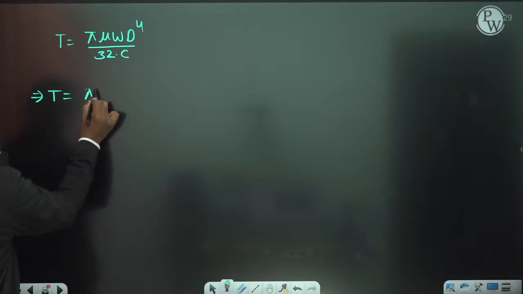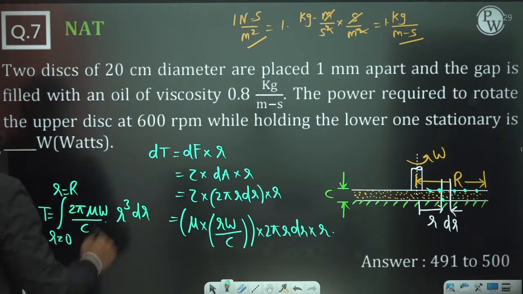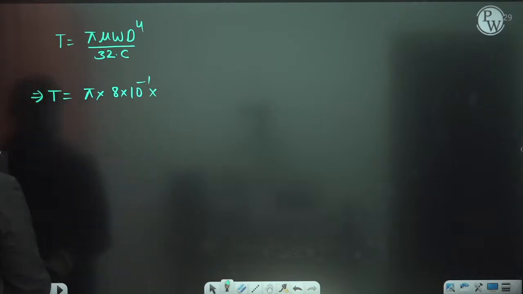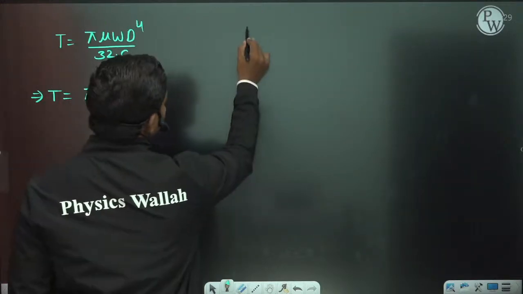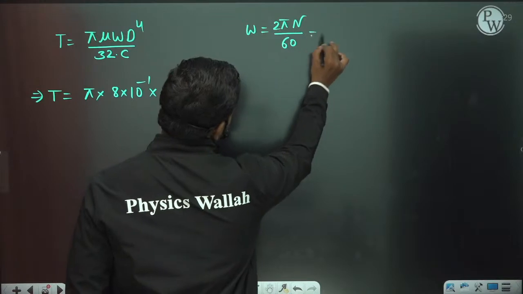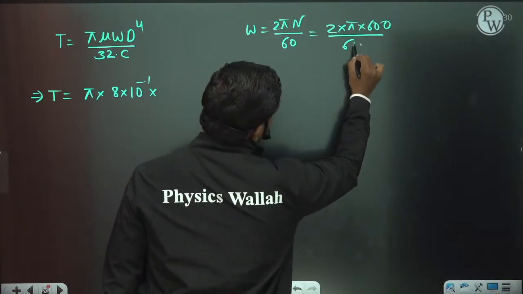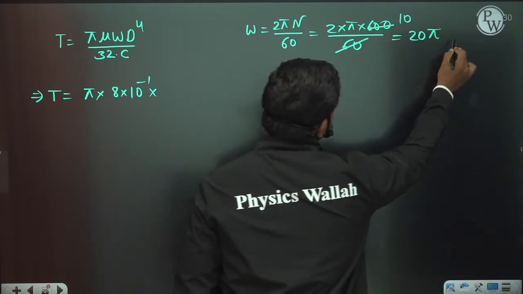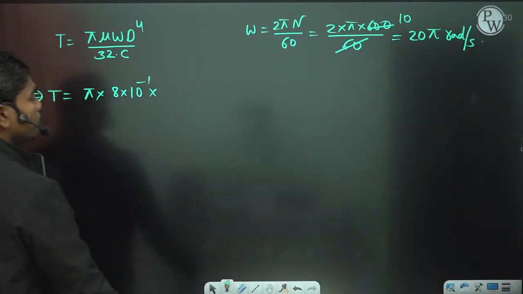T is equal to pi into mu. Mu is 0.8, so 8 into 10 to the power minus 1, omega. Omega is 600 rpm. You know omega is equal to 2 pi N by 60, where N is the rpm. So 2 pi into 600 by 60, which simplifies to 20 pi radians per second. So this is the angular velocity, omega is 20 pi.